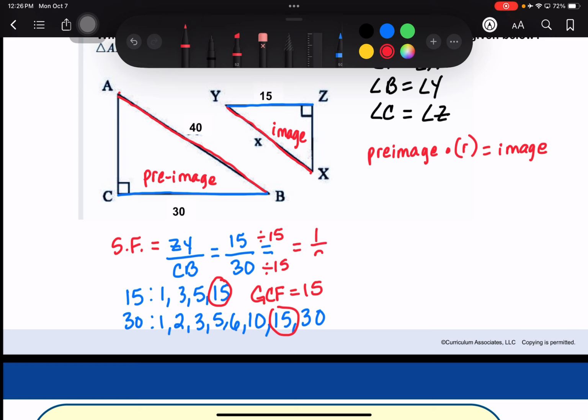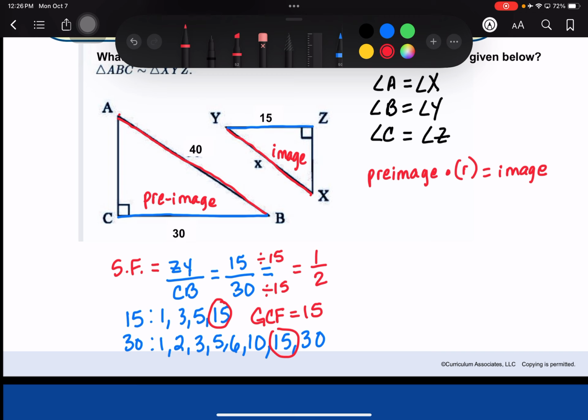Now that I have my scale factor, I now can find the value of x. Because x is similar to 40, right? But 40 is my pre-image. X is my image. So if the scale factor reduced, that means it got smaller, correct? So if the scale factor is 1/2, what is the length of the image for x?